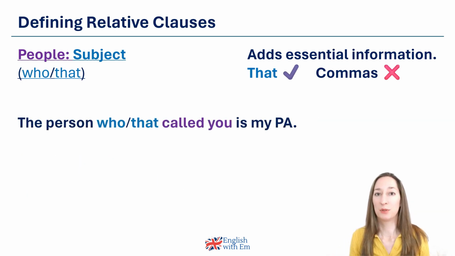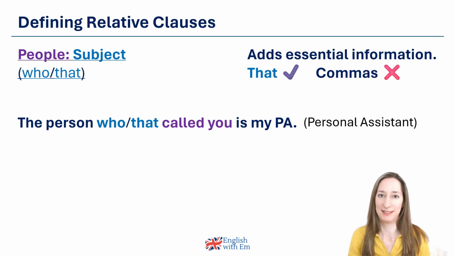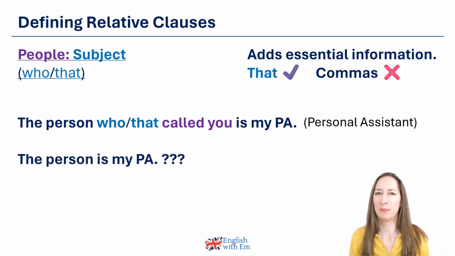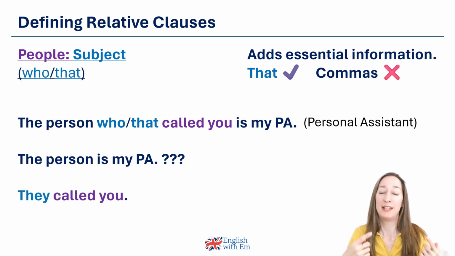The person that called you is my PA. Remember PA? PA is personal assistant. The person is my PA. Which person? The person who called you. Who called you? They called you. So we use they when we don't know the gender of the person we're talking about, or it's not relevant. So they called you.